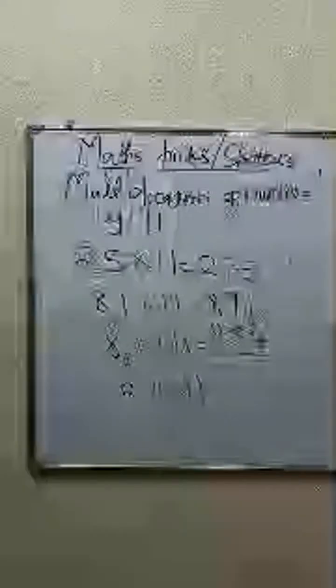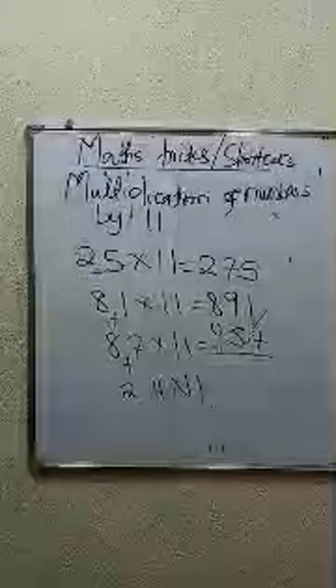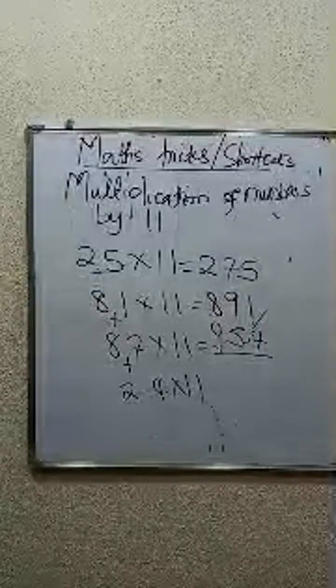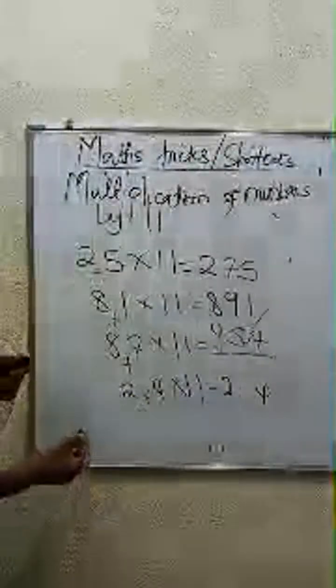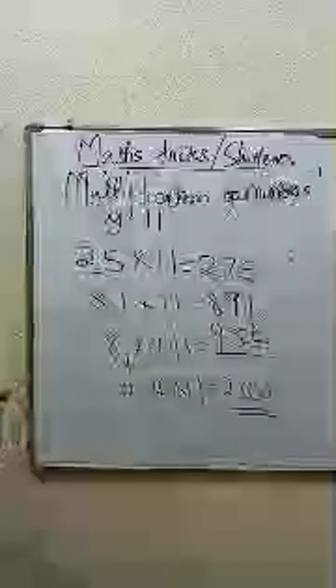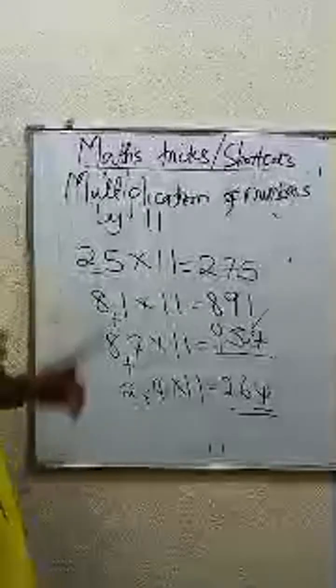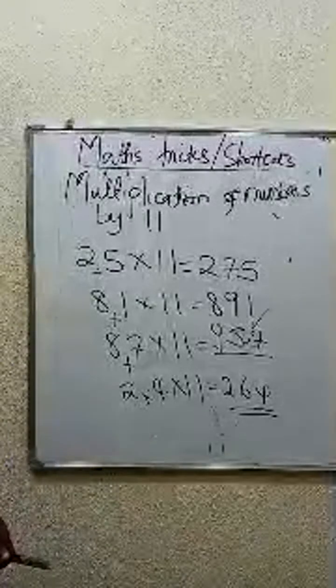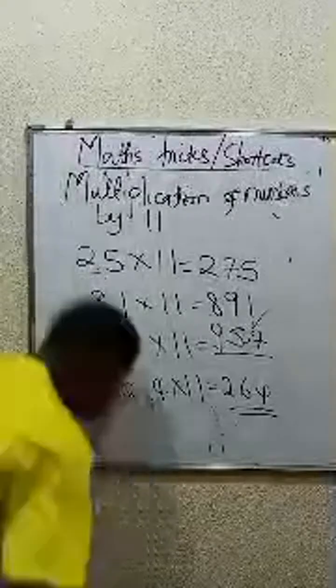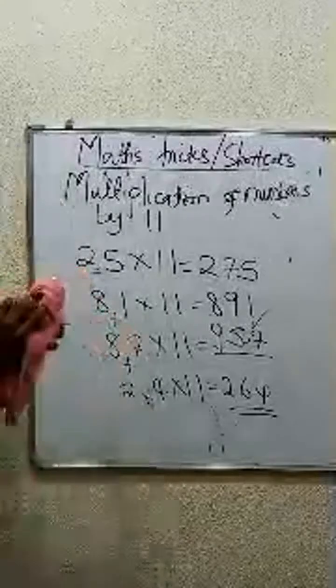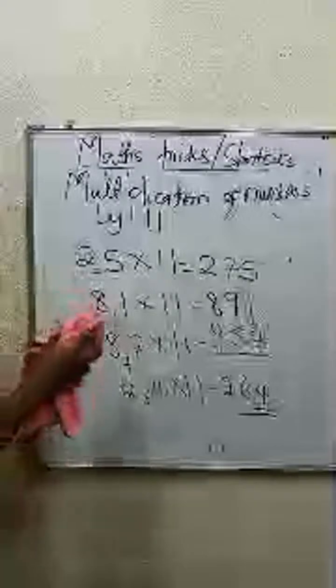Use the same trick. 24 times 11. You write 2, give a space, you write 4. So you add 2 and 4 together. If you add 2 to 4, you are going to get 6. So the answer is what? 264. So that's how we actually use this particular method.